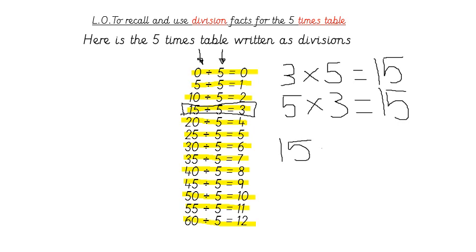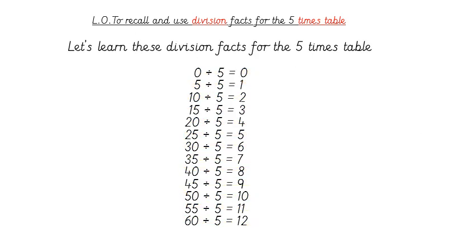And the last thing we can do is we can still make it a division calculation, but we can change the numbers around. So instead of being 15 divided by 5 is 3, we could have 15 divided by 3 is 5. Okay, so those are the different ways we can write it, just so it helps, because division is very tricky. So let's learn the division facts.